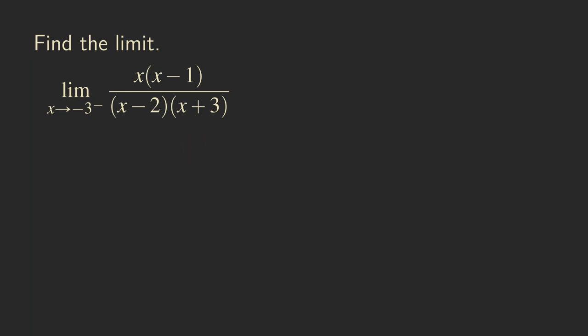Okay, so for this one, if you plug -3 into the function, this factor is the one that's approaching 0. Because x is approaching -3, and this factor is x plus 3, so that's approaching 0. But the numerator is not approaching 0, because we have x here and then x minus 1. When x is approaching -3, x minus 1 is approaching -4. So the numerator is not approaching 0.